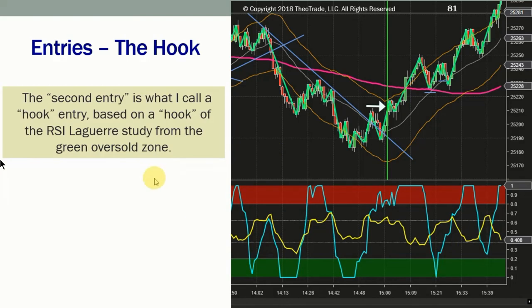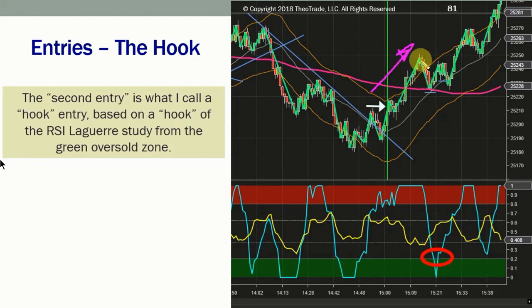Now we're going to talk about the hook entry. The hook entry is what I usually call the second entry onto a trend. The second entry is the hook entry. So what we're looking for is the actual hook. Now we've already moved into an uptrend, right? We're starting to move into an uptrend. The 25x anchor chart is now flipped to green. So it's already said, hey, you should consider going long here at this point.